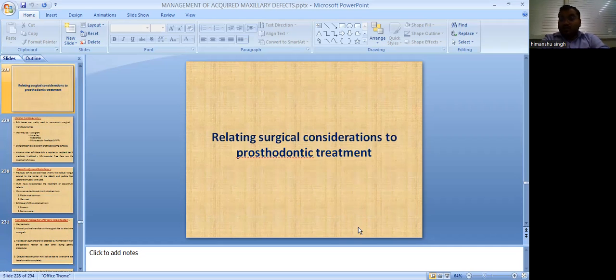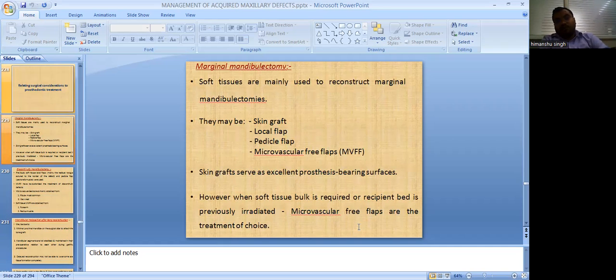Relating surgical considerations to prosthodontic treatment. Marginal mandibulectomy. Soft tissues are mainly used to reconstruct marginal mandibulectomies. They may be skin graft, local flap, pedicle flap, or microvascular free flaps. Skin graft serves as an excellent prosthesis bearing surface. However, when soft tissue bulk is required or the recipient bed is previously irradiated, microvascular free flaps are the treatment of choice.